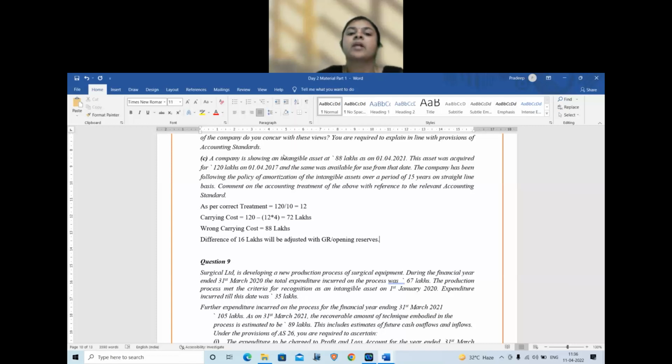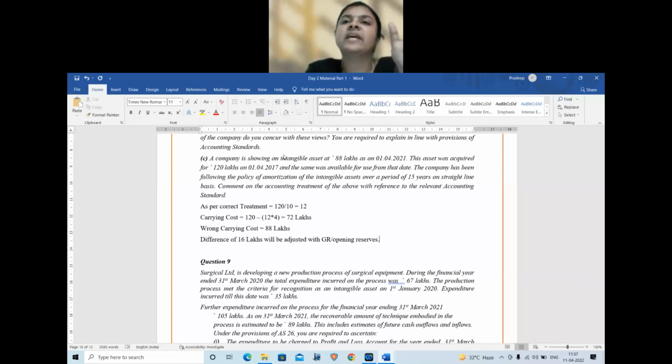Right. So now what happens here? What will be the opening carrying cost? Now the opening carrying cost will be 72 lakhs. The revised or the correct amortization will be 12 lakhs in the given case. When you do the prospective effect that we generally do, you do it when the period given is less than the 10-year limit.